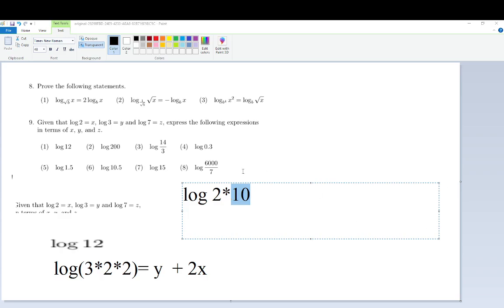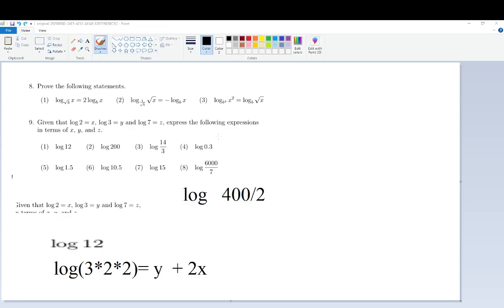Yeah, I think I've got to use division here. So I've got to come up with ways. 200 is the same as, for example, 400 divided by 2. So I've got to figure out ways of creating a number up top that has multiples of 7 and 3. So I might skip that one for now and move on to this one because this one's easier.